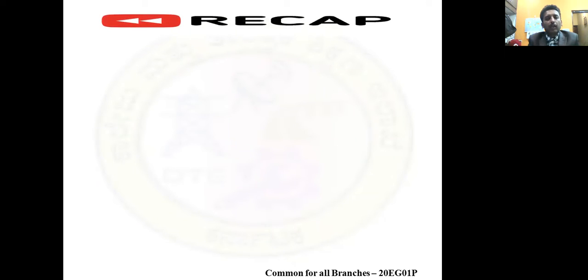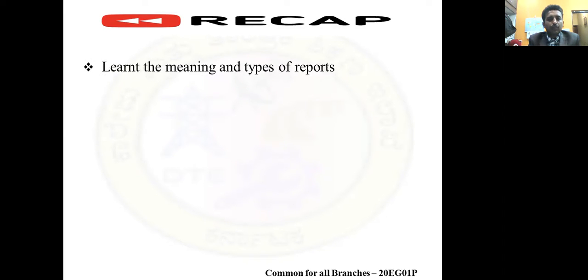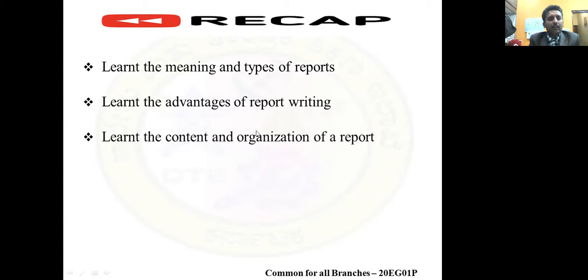Let us quickly recapitulate. In this session, we have learned the meaning and types of a report, advantages of report writing, and then we have understood the very important segment, that is the content and organization of a report under the layout of a report.